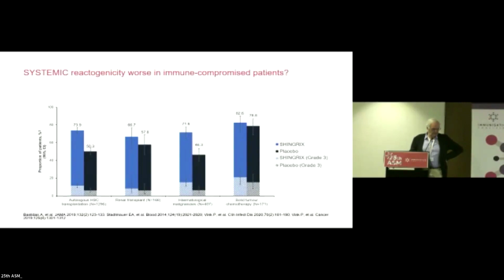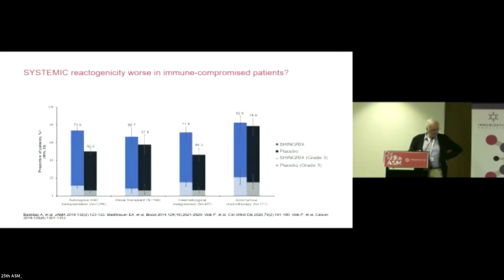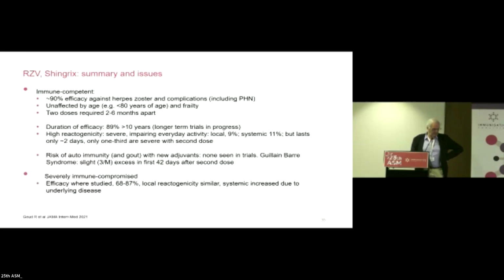The reactogenicity locally is about the same as immune-competent people. With systemic reactogenicity, it's increased, but that is due to the increased symptoms found in the underlying diseases. So it's not really all attributable to the vaccine itself.